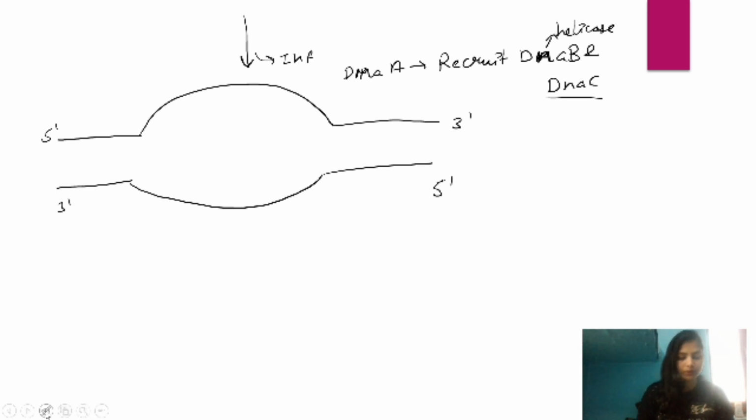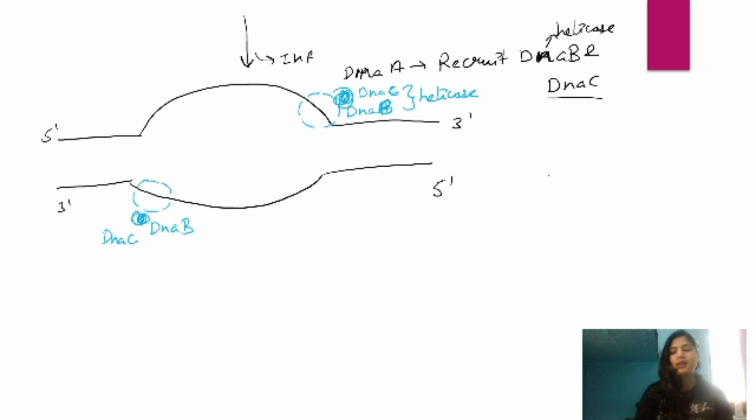So now what will happen, the DNA A plus its loader, that is DNA C, DNA B and its loader DNA C will form a helicase. Now this is the situation. Now DNA B will recruit DNA G.